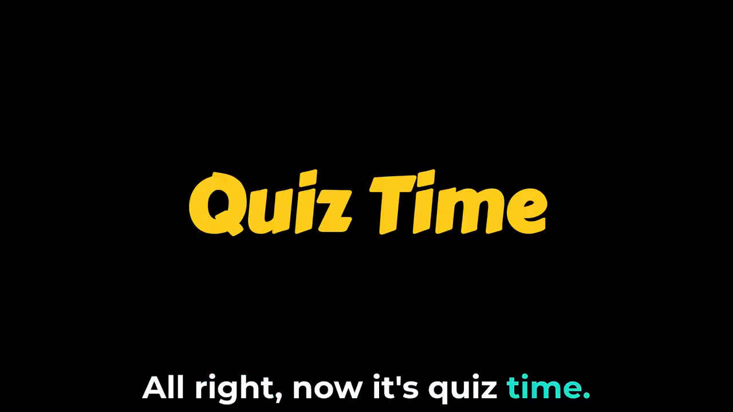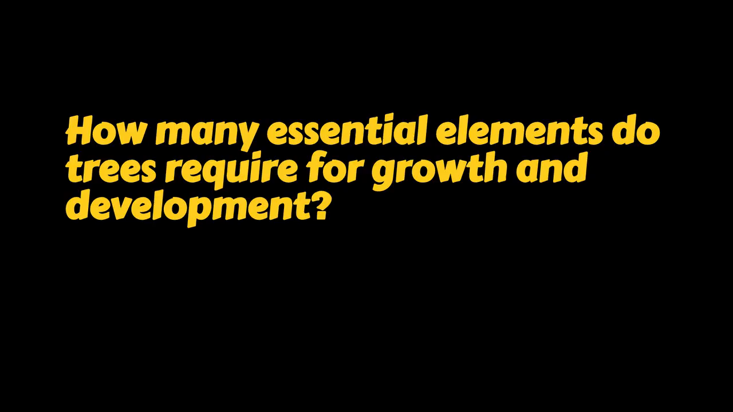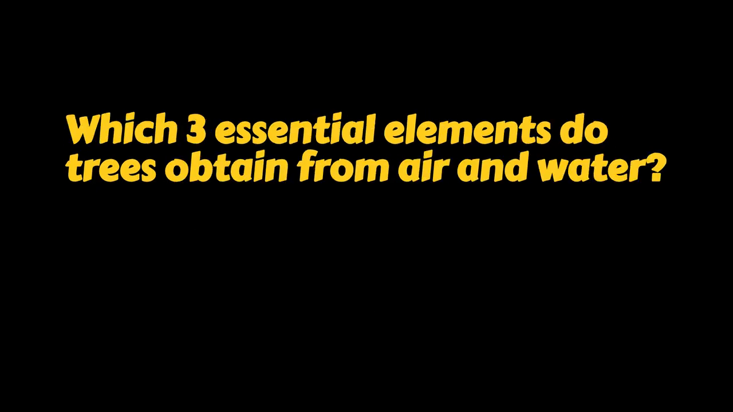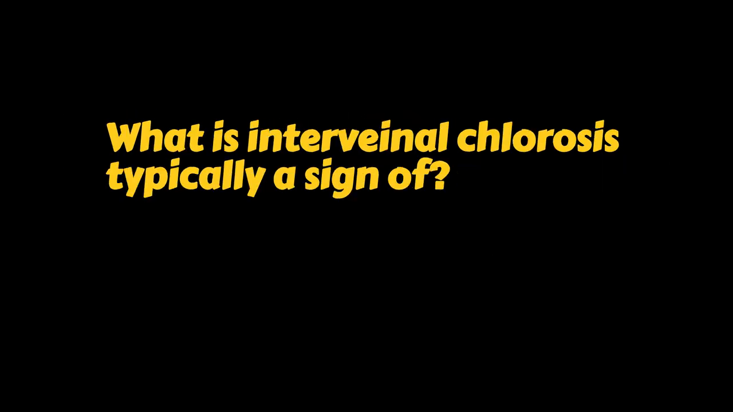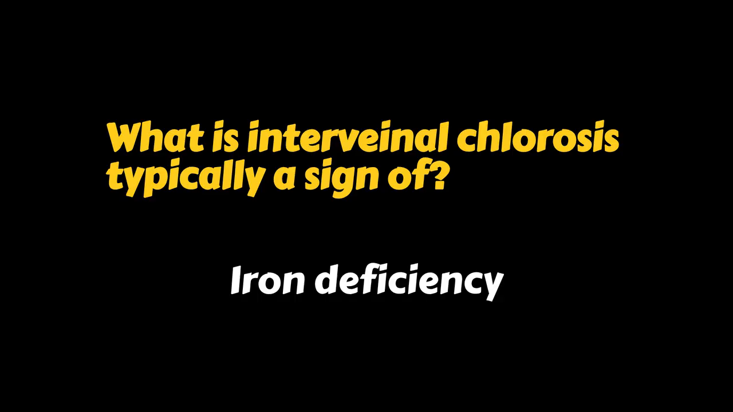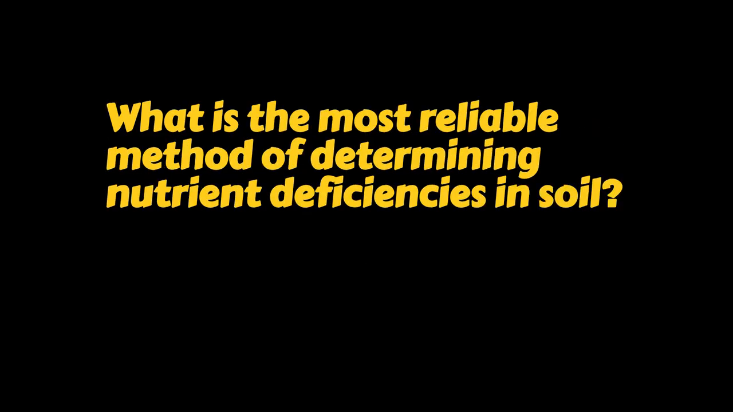Alright, now it's quiz time. How many essential elements do trees require for growth and development? 17. Which 3 essential elements do trees obtain from air and water? Carbon, hydrogen, and oxygen. What is interveinal chlorosis typically a sign of? Iron deficiency.